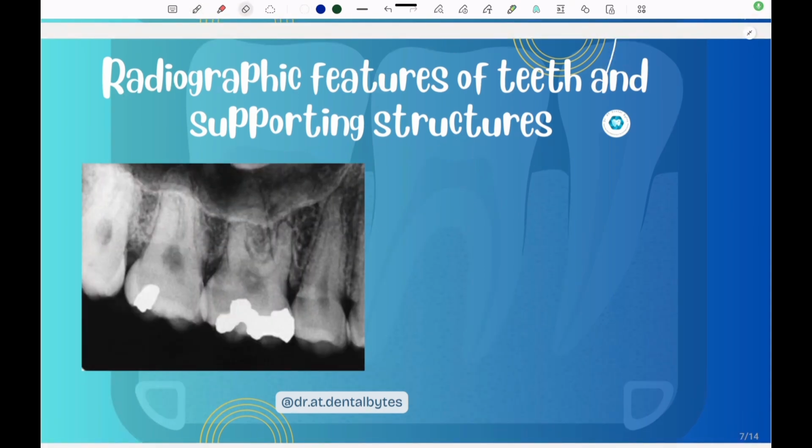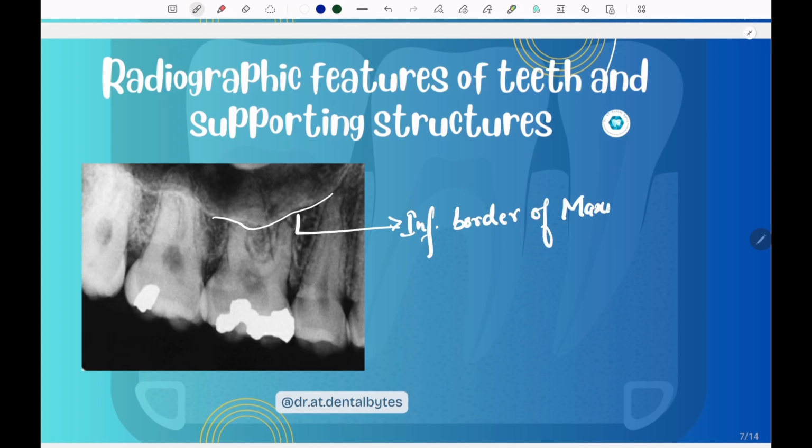This is a maxillary molar IOPA. This radiopaque line is the inferior border of the maxillary sinus. It appears as a thin radiopaque line near the apices of the maxillary premolars and molars.